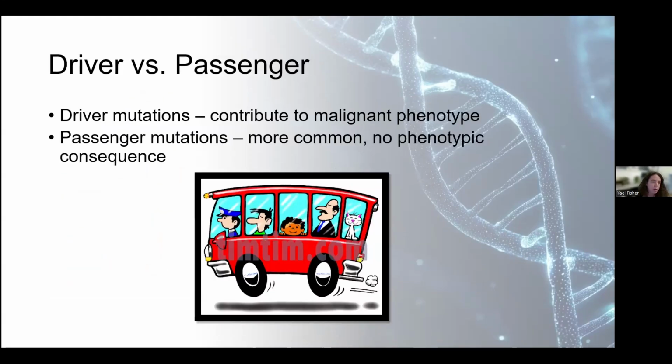Usually when we talk about mutations or variants in cancer, we're thinking about driver mutations that contribute to the malignant phenotype. But actually passenger mutations are far more common. They are randomly distributed in different genes or in different locations in the DNA, and they do not have phenotypic consequences on the cancer cells.